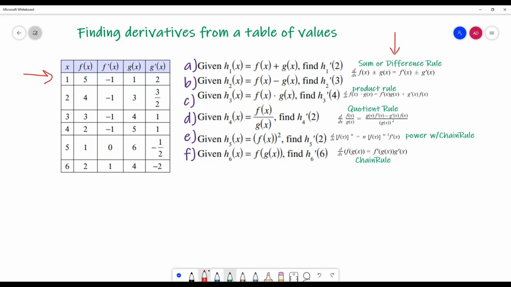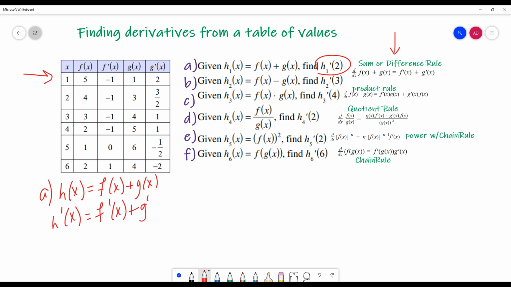Okay, so for starters, let me make a disclaimer: these functions are differentiable functions, meaning they all have derivatives. Okay, so let's go with A. A is saying h of x is equal to a sum of 2 functions. Now they're asking you to find h prime of 2. What you have to remember to do first is find the derivative. Remember, the derivative of a sum is the sum of those derivatives. So now when I plug in my 2, I have f prime of 2 plus g prime of 2.